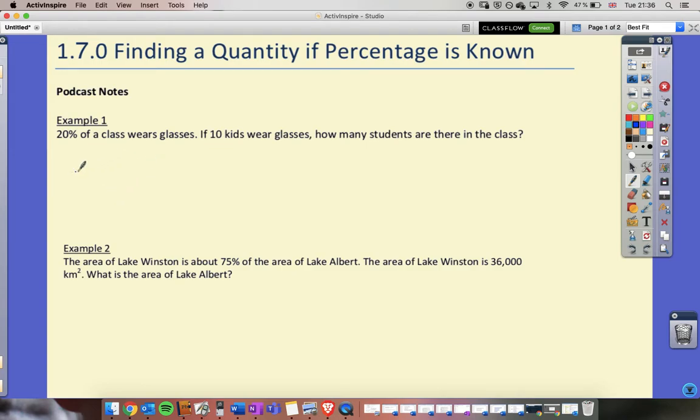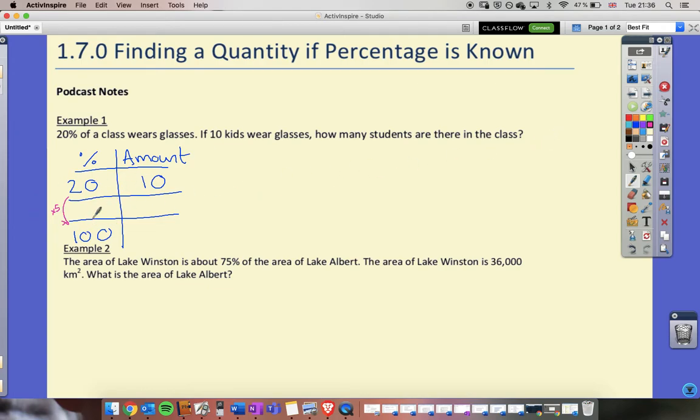One method is where we have a little table and we have one side percentage and the other side the amount. So we know that 20% of a class wears glasses, and we know that that refers to 10 students. What we want to find is how many students there are in the class. We want to find 100% of the class. And what we're going to do, actually we could probably do this in one jump. We could go from 20% to 100% by multiplying by 5.